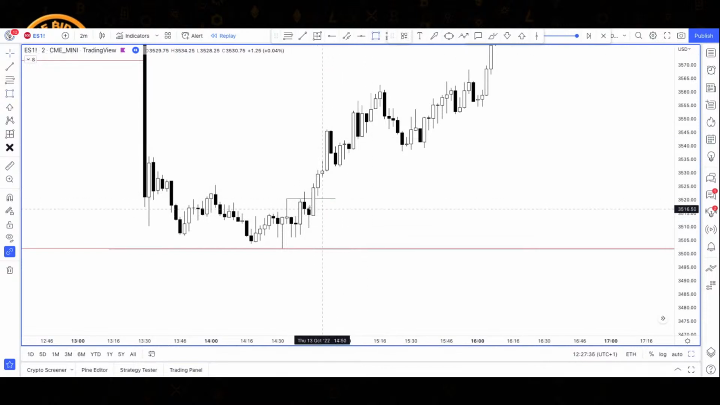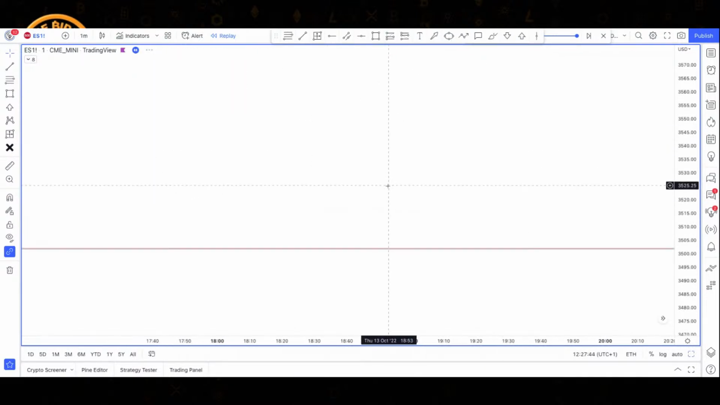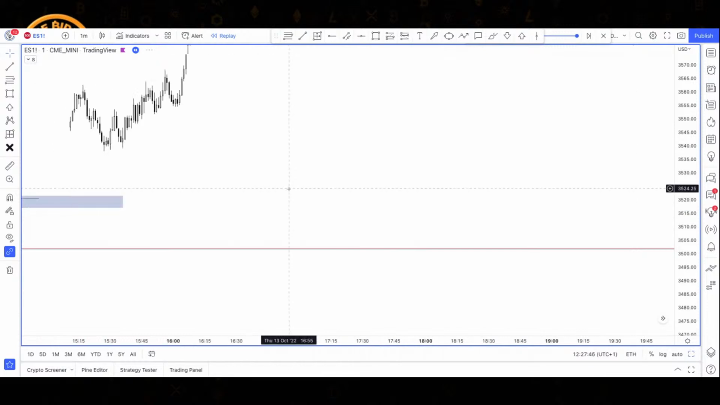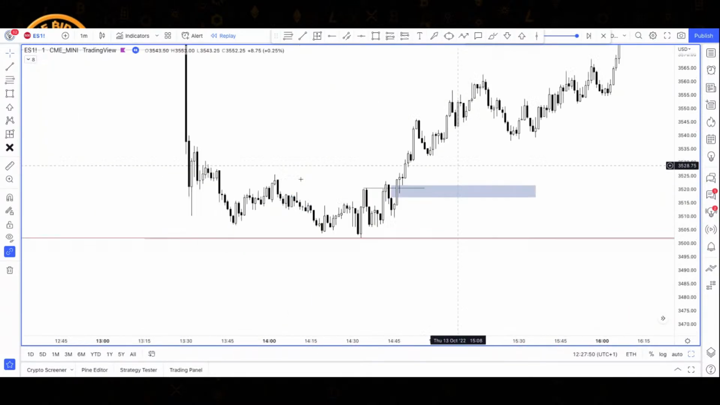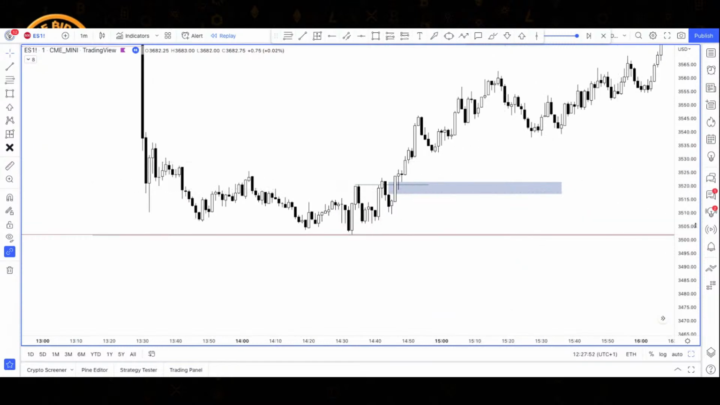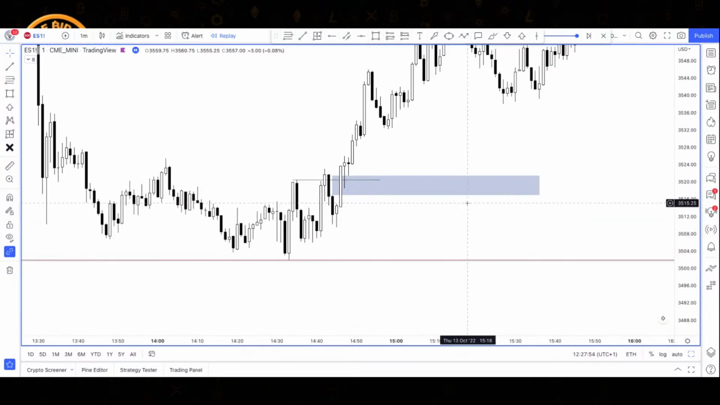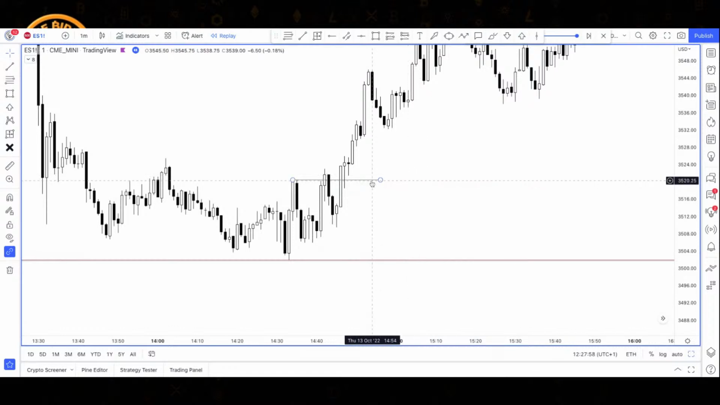Now, where's our fair value gap? Here. Okay? So we would look for retracements back down into that level. Now, remember, guys, that's on our 2-minute chart, yeah? So, if we drop down to a 1-minute chart, all right, and we didn't get our entry there, not a problem.